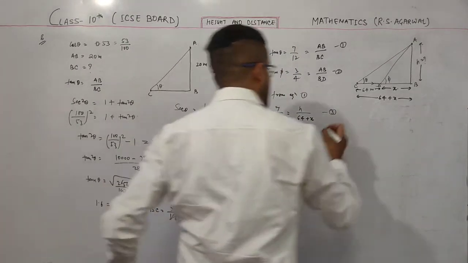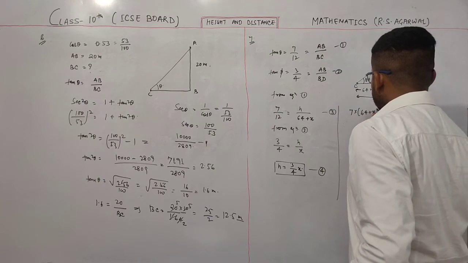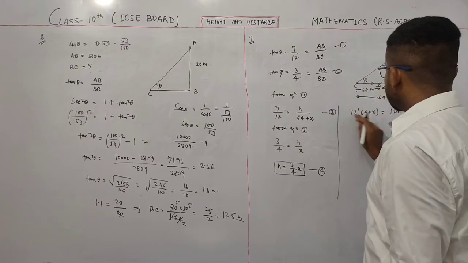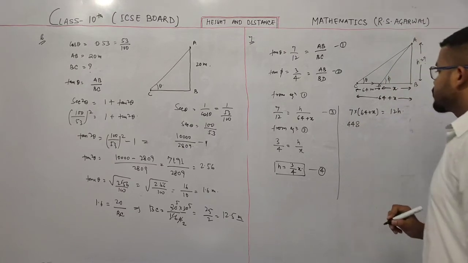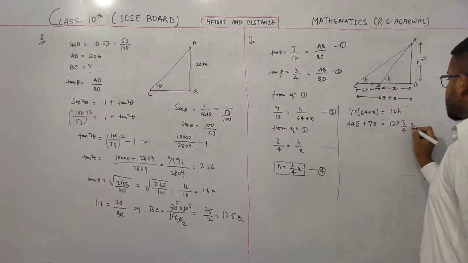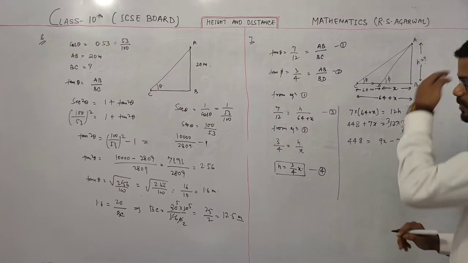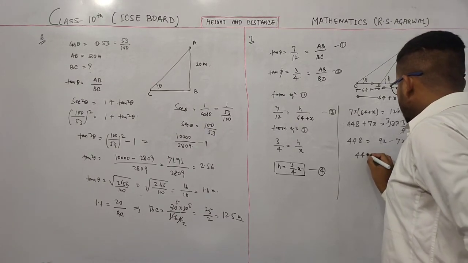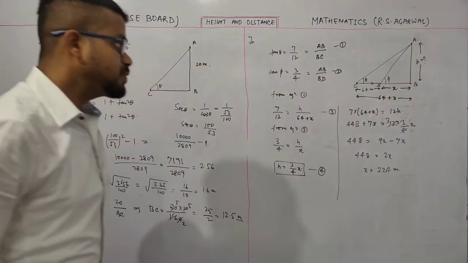This is the relation. Now from equation number 3 I write here 7 into 64 plus x, by cross multiplication, is 12h. Multiply this 7 into 64: 4 7s are 28, 6 7s are 42, so 448, plus 7x is equal to 12h. In place of h I write 3 by 4 x. So 4 3s are 12. So 448 is equal to 9x minus 7x. I bring this 7x to the right hand side. So this is 9x minus 7x. So 448 is equal to 2x. So x is equal to 224 meter. This is x. X is equal to 224 meter.